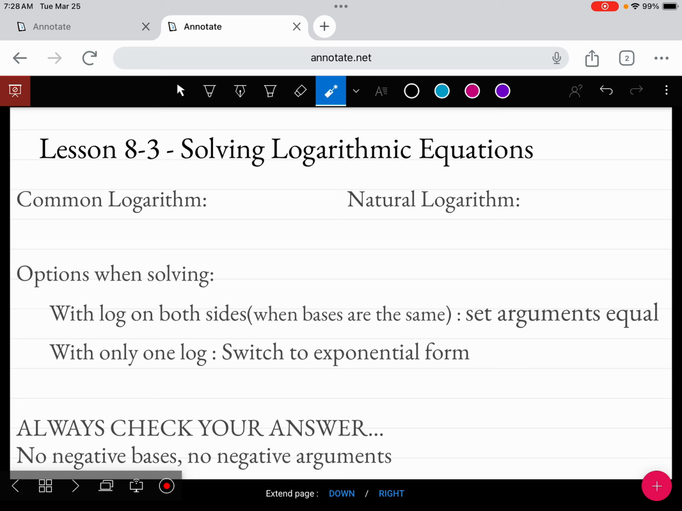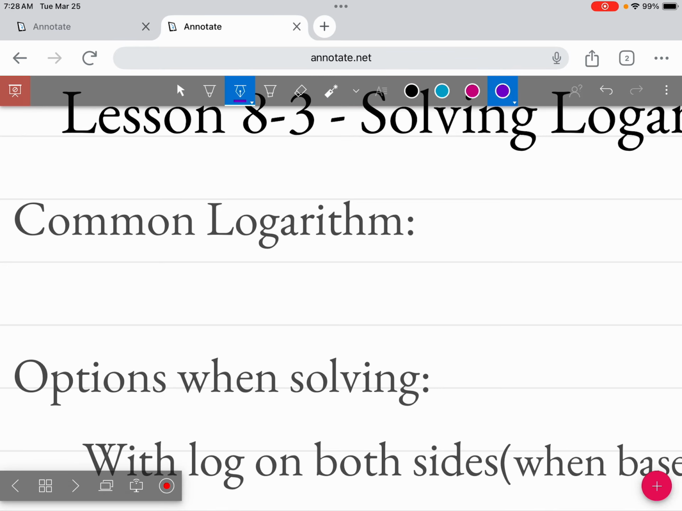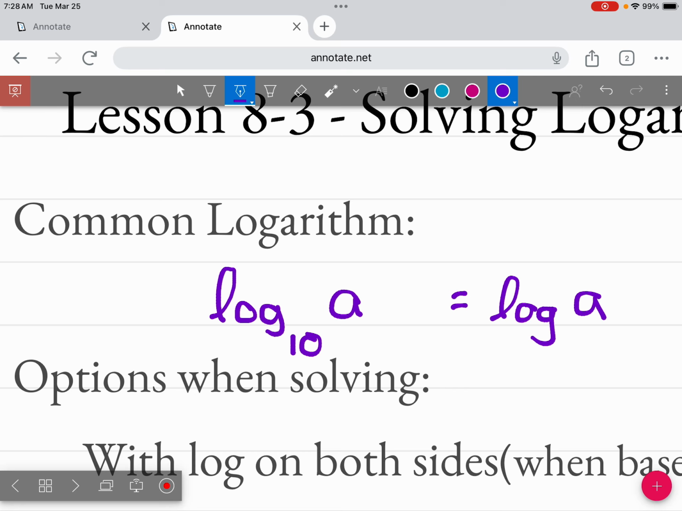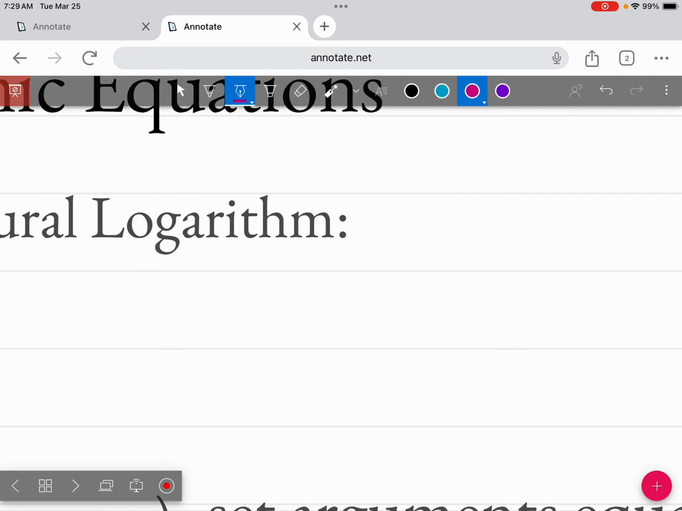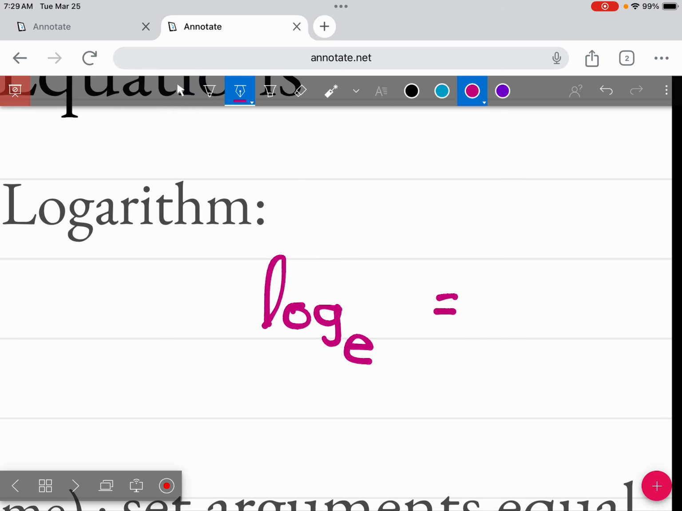So on the common logarithm blank, it's reminding us that the common log is what we call our log base 10 of whatever our argument is. And we typically write it just as log of that argument. You don't have to put the base on for our common log. And our natural logarithm is our log base e, and we typically write that as ln. Log base e of some argument is ln of that argument.